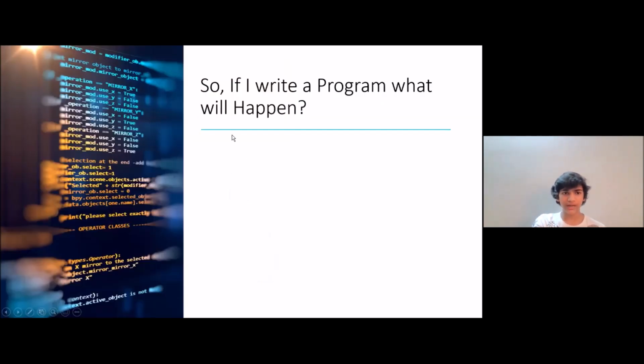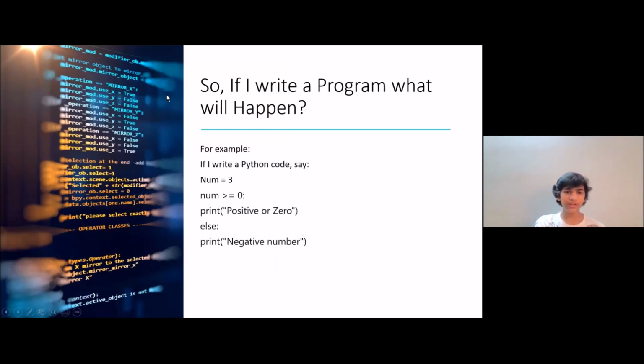So now, what if I write a program? I will be using an example. For example, if I write a Python code, I give a variable and store a value in it, maybe 3, and then I say if the number is greater than 0, then it is a positive number, or it is 0. Else, it is a negative number. So this is a code I write. What will happen to this?